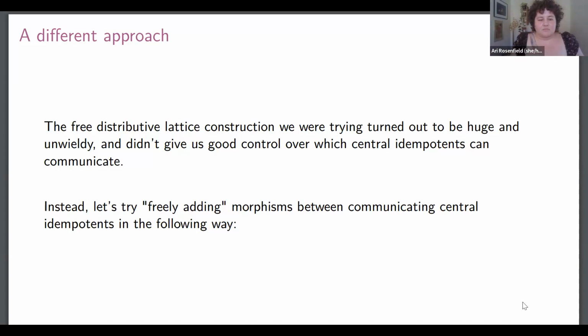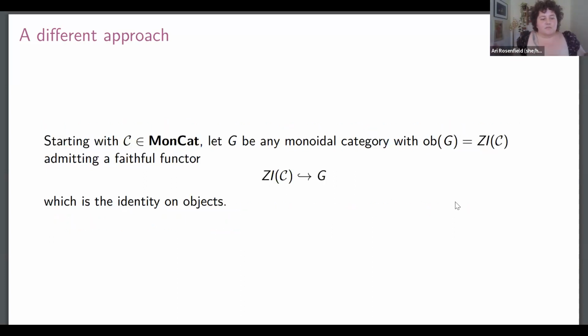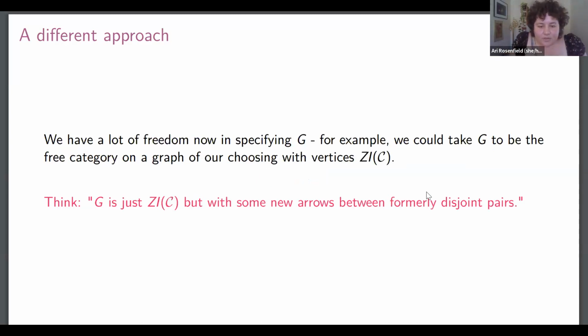communicating central idempotents. And I mean by that, let's start with a monoidal category C, and then take any old monoidal category G, whose objects are the central idempotents of the monoidal category we started with. And the only other thing about that G is it should admit a faithful functor from the central idempotents of C viewed as a category itself. And that functor should be the identity on objects. But this looks a little weird.